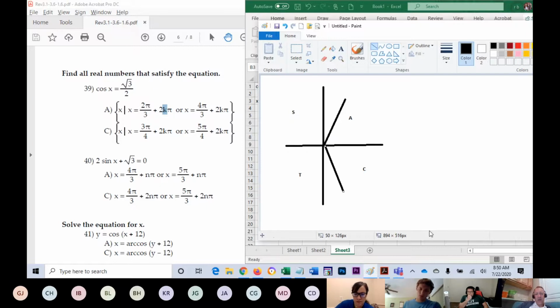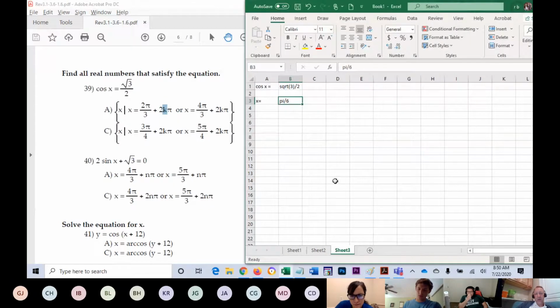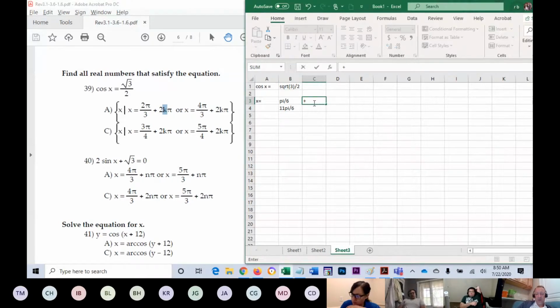Okay. So your answer is going to be pi over 6, and then you could write this as negative pi over 6, right? Although we don't necessarily like using negative angles. So that's 2 pi minus pi over 6, so that's 11 pi over 6. Right? 11 pi over 6. And of course, that's going to repeat. So this will repeat every 2k pi, plus 2k pi, for both of those.